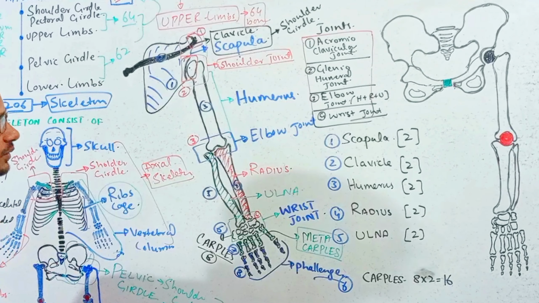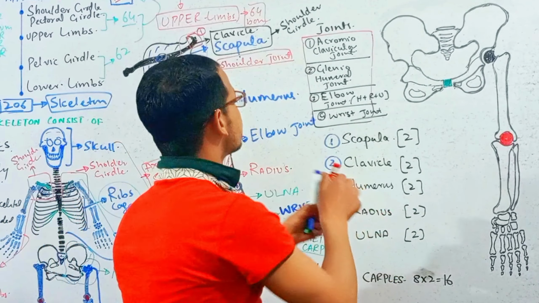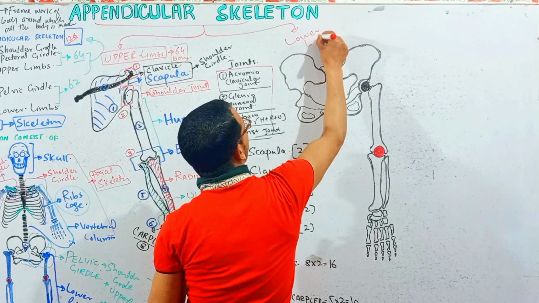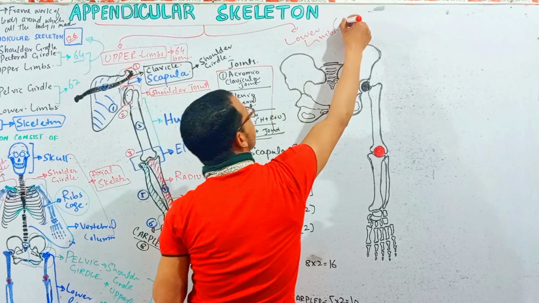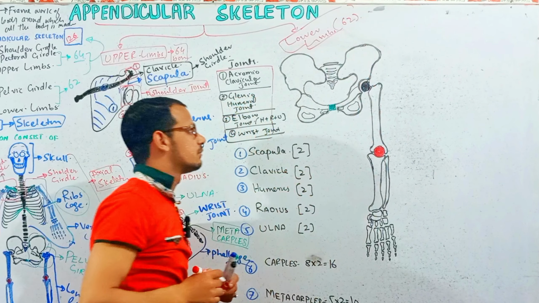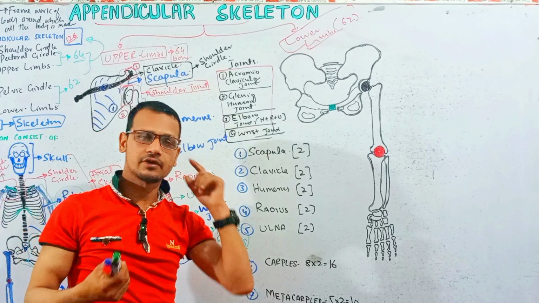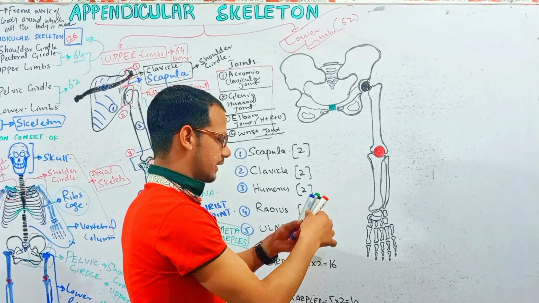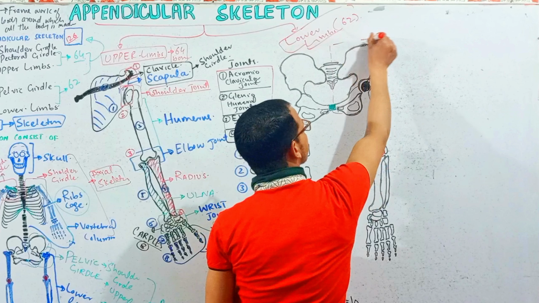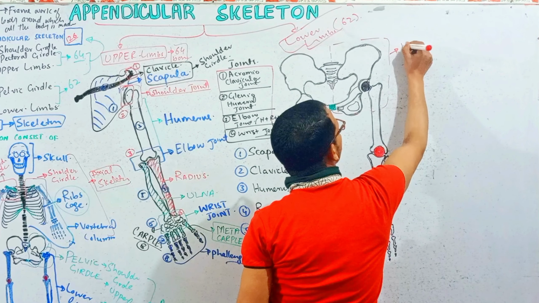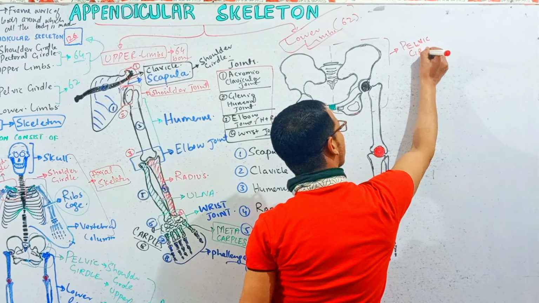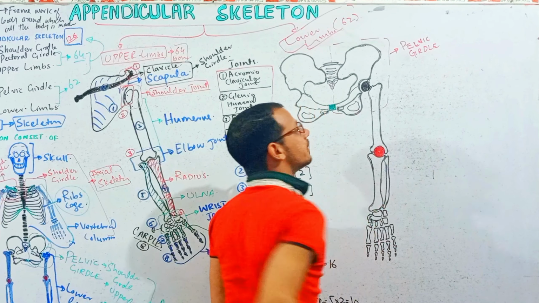The second part of this appendicular skeleton is the lower limbs, right? And lower limbs have 62 bones, right? Remember that in lower limbs we have some bones which are in fused form, right? For example, this is the pelvic girdle. This whole area is the pelvic girdle, right? This is the pelvic girdle.